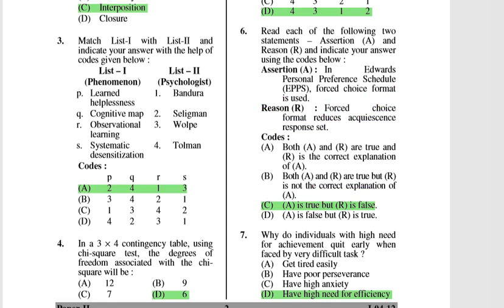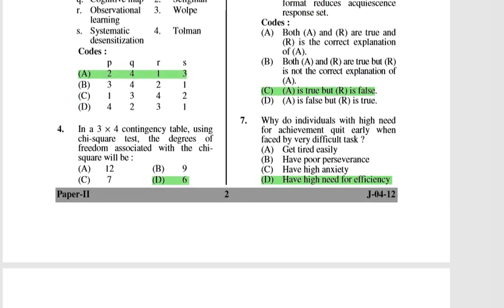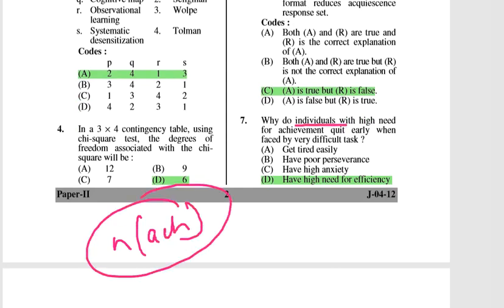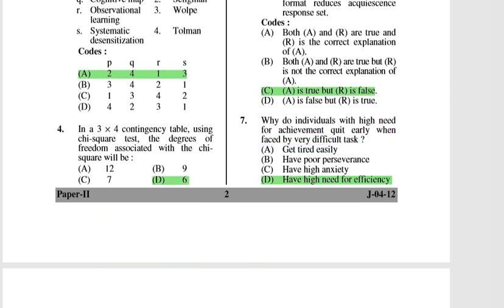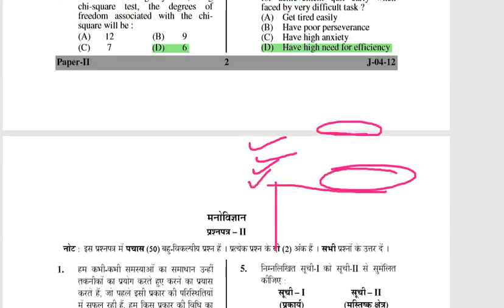Now moving on to the next question. Question number 7. Here we have to talk about the need for achievement. Why do individuals with high need for achievement quit early when faced by very difficult tasks? If a difficult task is given, individuals who are high on need for achievement quit early. The options are A, get tired easily, B, have poor perseverance, C, have high anxiety, and option D is have high need for efficiency. And the correct answer is have high need for efficiency. So now moving forward.